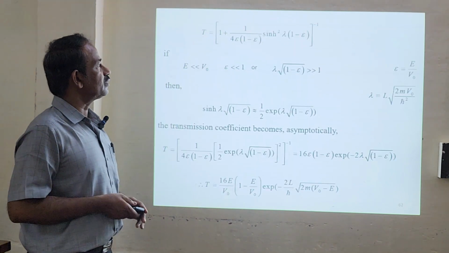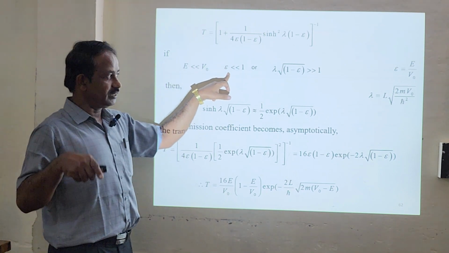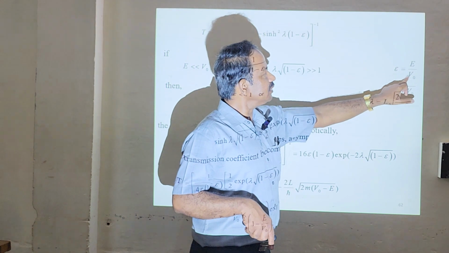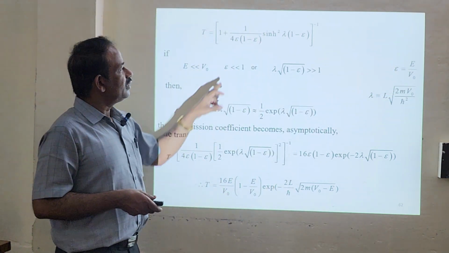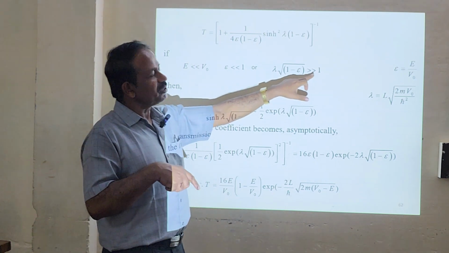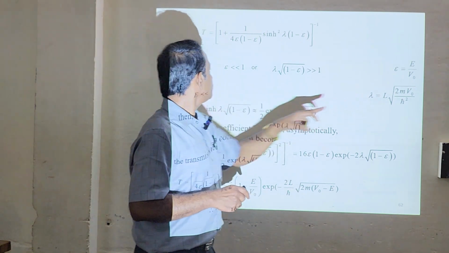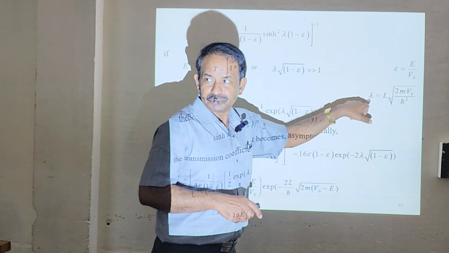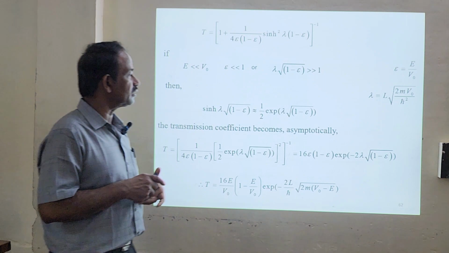So I have written the same thing. For this condition, E is less than V naught and your epsilon will be very, very small. And your lambda term will be always greater than 1, just the opposite nature. Because your V naught is greater, lambda must be greater. So you have lambda root of 1 minus epsilon will be greater than 1.